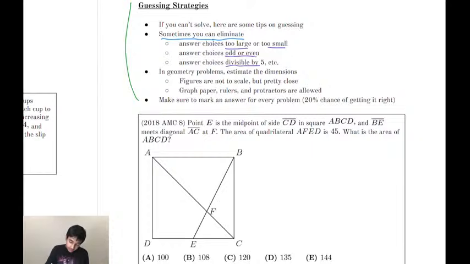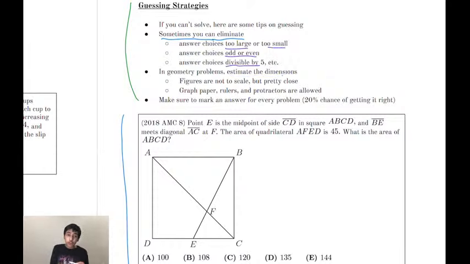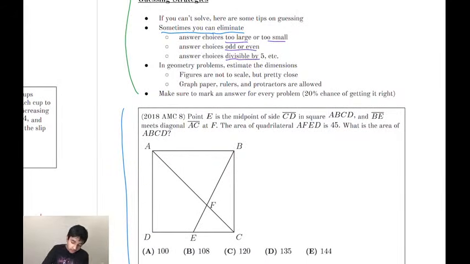In geometry problems, as I'm going to show you right here with this problem, you can estimate the dimensions, estimate the areas, and somehow get a close enough answer. As I also showed in an example earlier, where we estimated the area to be correct. And graph paper, rulers, and protractors are allowed. So I highly recommend you bring them so you can try estimating. Although this year I'm not quite sure how it's going to work out with everything online. And always make sure to mark an answer for every problem, of course.